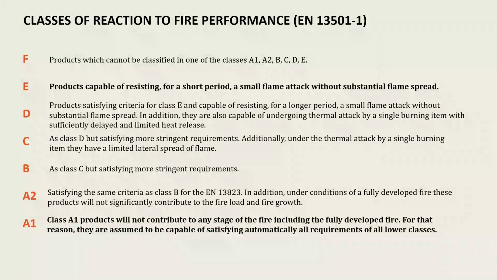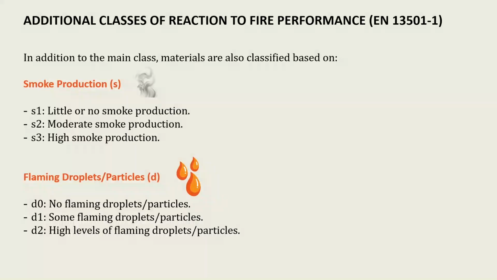So you notice that A1 is the best performing and E and F are the worst performing regarding non-combustibility and contribution to fire. For the additional classes of reaction to fire, we have smoke production classes and droplet generation classes. For smoke production, S1 is the best performing, and for flaming droplets, D0 refers to no flaming droplets or particles.